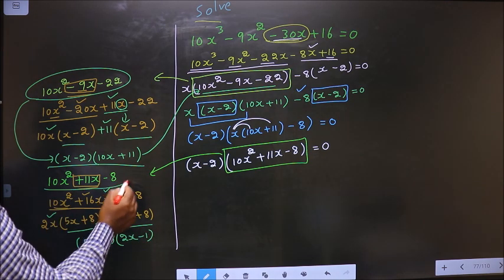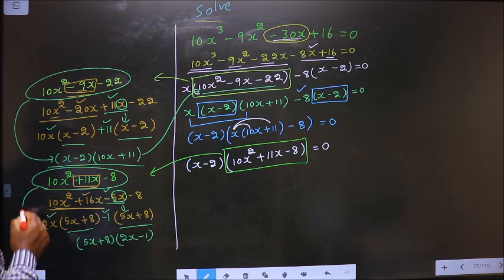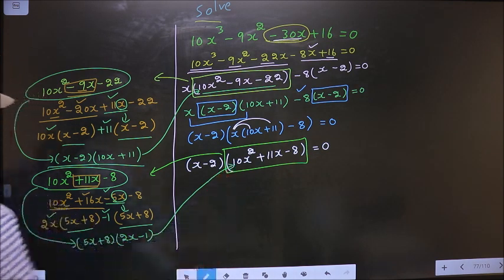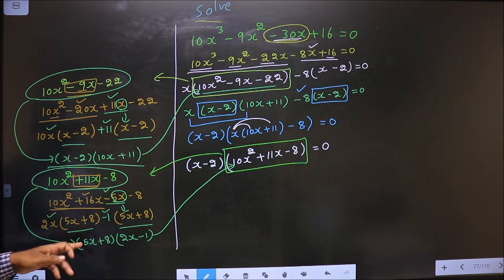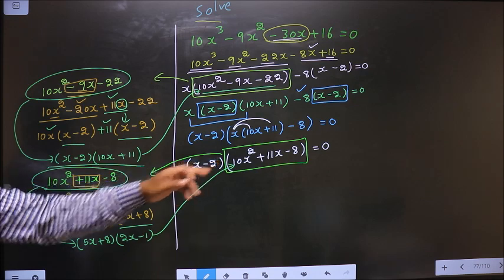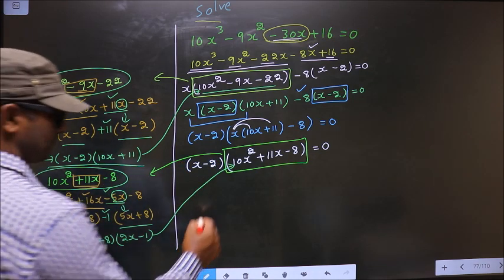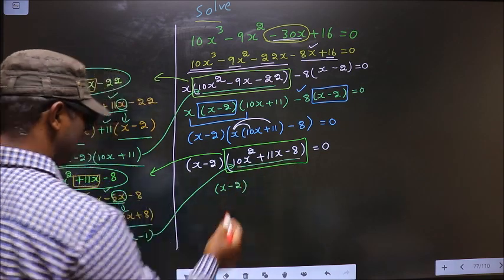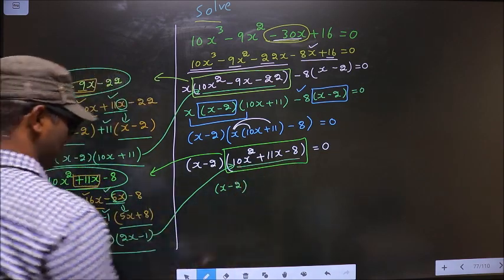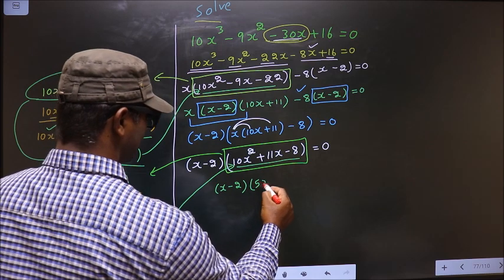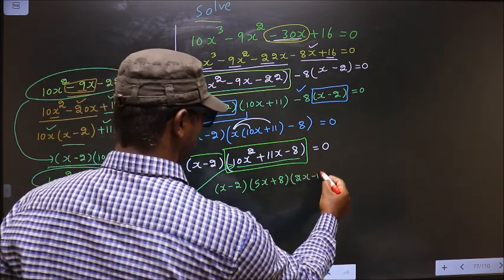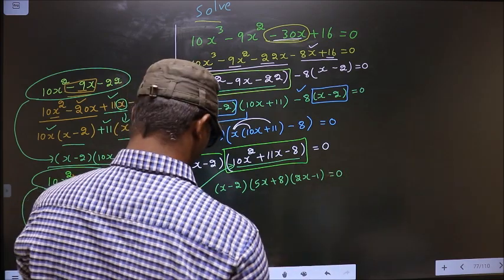Now in place of this quadratic, I will replace this over here. I repeat, in place of this quadratic, I will replace this over here. That is x minus 2, in place of this, this one, 5x plus 8, 2x minus 1 equal to 0.